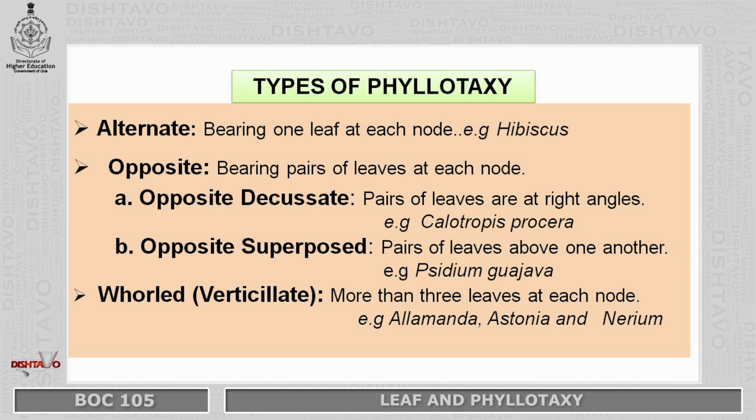Now, to sum up, what we have learnt in this module is, we have learnt about leaf and its characteristics, we have learnt about parts of leaves and the different kinds of phyllotaxis.